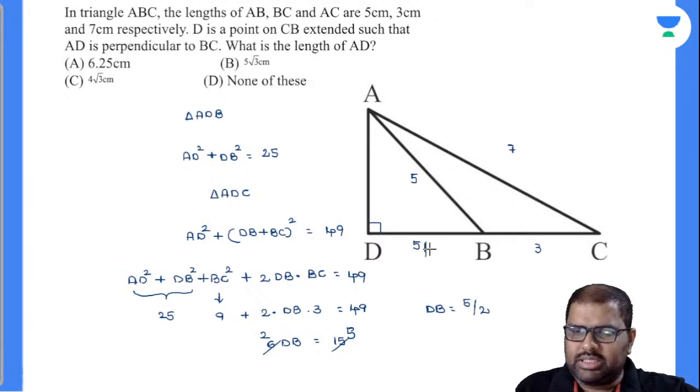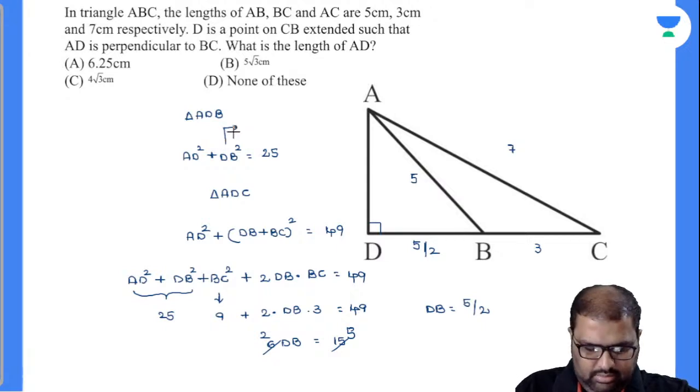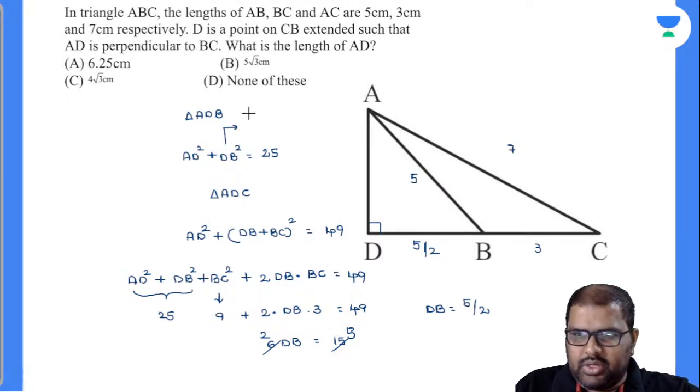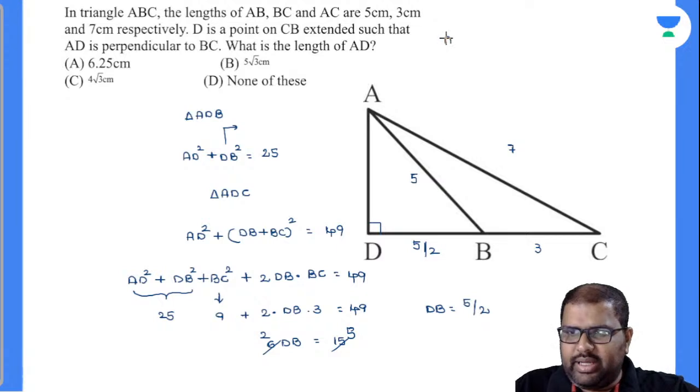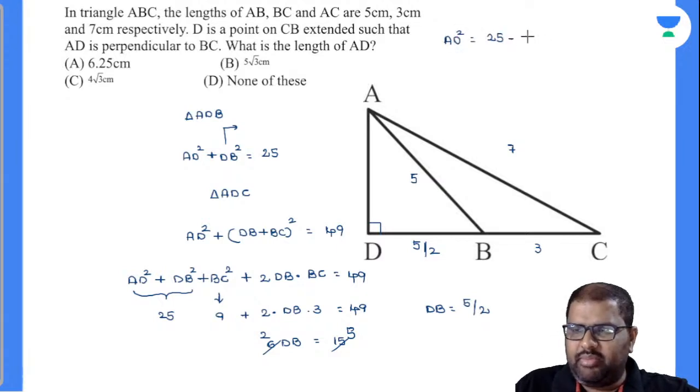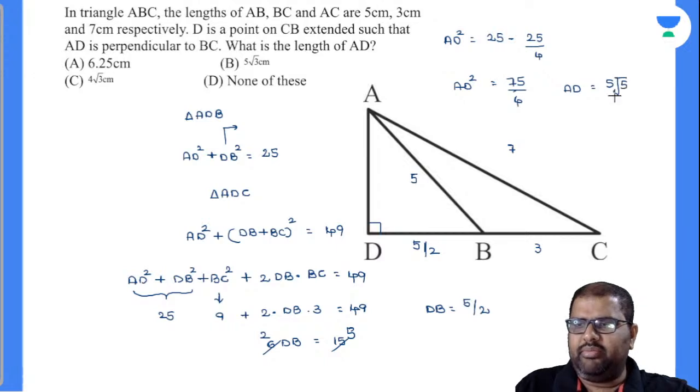Now what is the question asked? Substitute the same thing there, then you will get the answer. So AD square is nothing but equal to 25 minus 25 by 4. So this will be 75 by 4. AD square is 75 by 4. Now AD value will be 25 into 3, so 5 root 3 by 2.